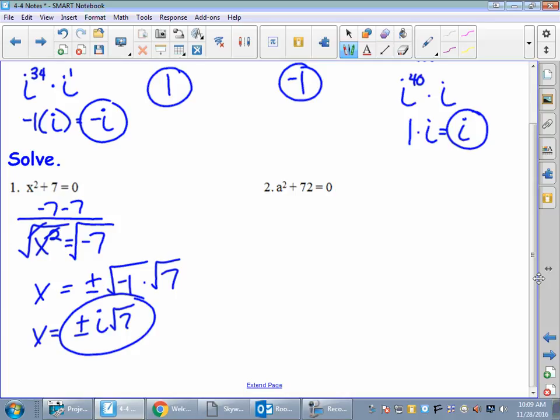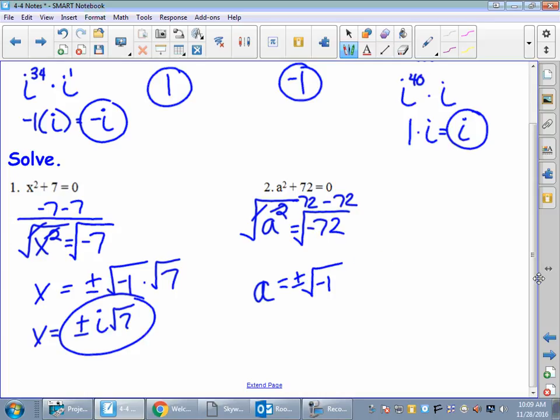Okay, a little different, but just using the same concept of solving square root property to get the variable by itself. The second one, same thing, a squared. I'm going to subtract 72 from both sides, so a squared is equal to negative 72. To undo the square, I'm going to take the square root of both sides, and a will equal plus or minus, by the way, the square root of negative 1, and then 72 I can break into 36 and 2. That's just following the rules of simplifying radicals.